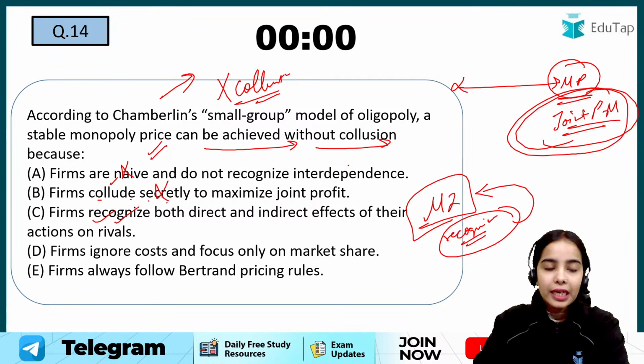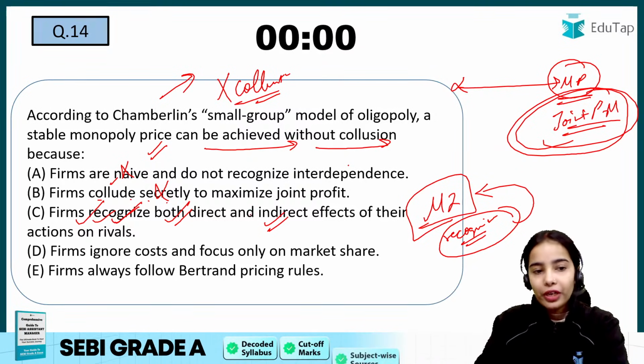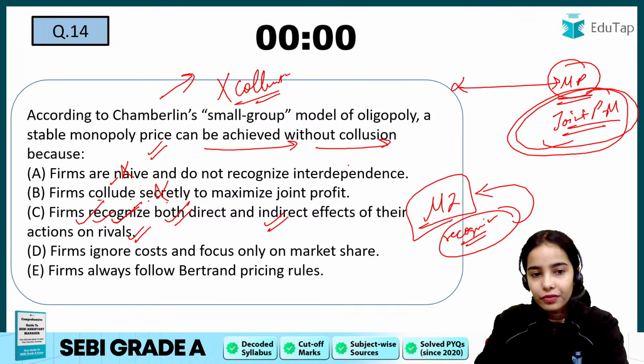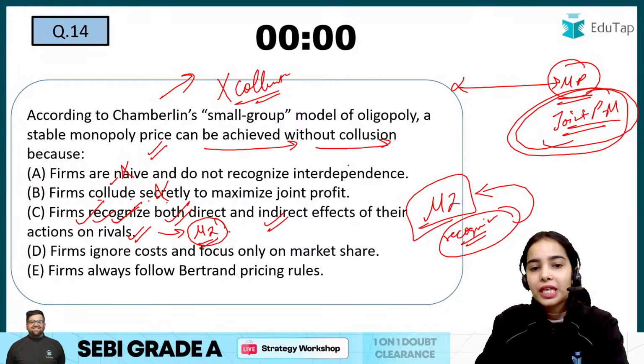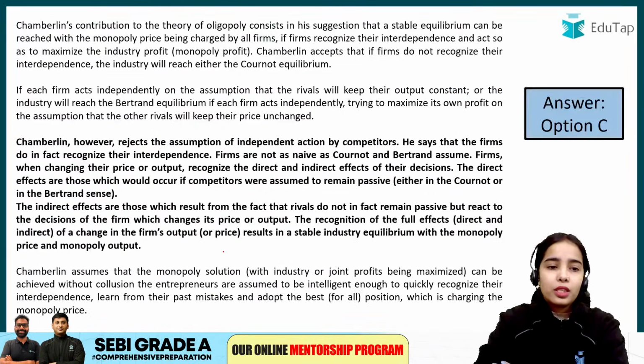So if the firms recognize the mutual interdependence, both the direct and indirect effect of their decisions and the effect of their actions on the rivals, that means the firms can have the monopoly price and the joint profit maximization. So C is the answer here. Okay. Firms ignore cost? No. Firms follow Bertrand price? No. Okay, so C is the answer.